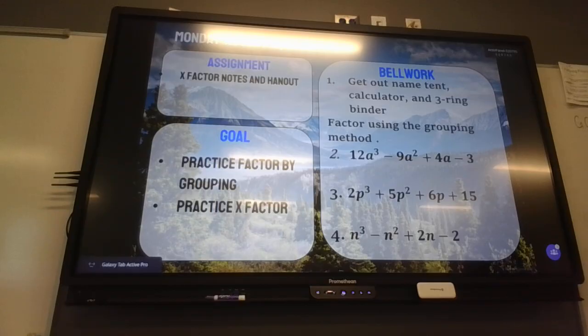Some people have switched to their flip book. If you're done, you are allowed to switch to your flip book. Any questions back here? I didn't get here yet, did I?